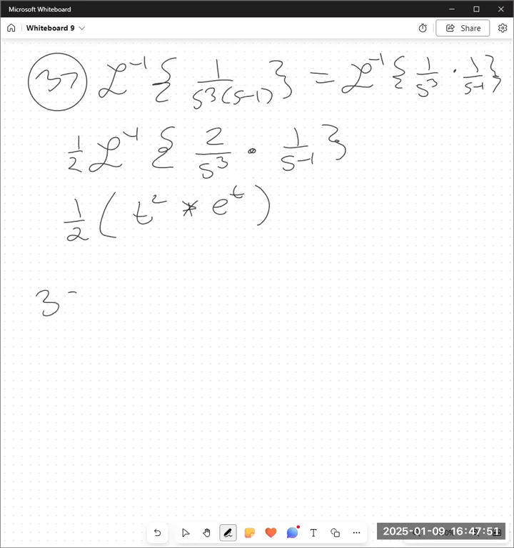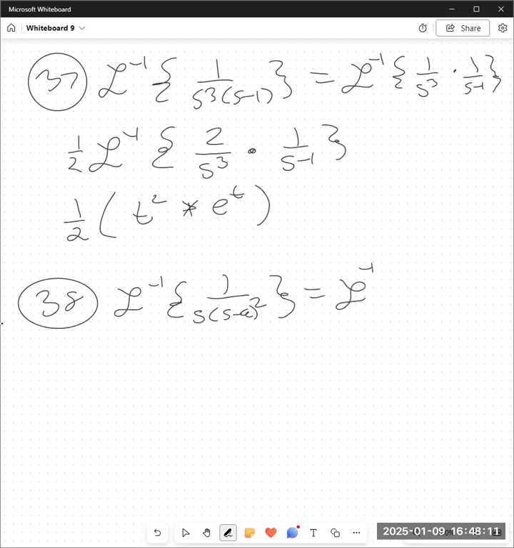And 38 is inverse Laplace transform of 1 over s times s minus a quantity squared, which is inverse Laplace transform of 1 over s times 1 over s minus a squared. And so that's going to be 1 convolution t e to the at.